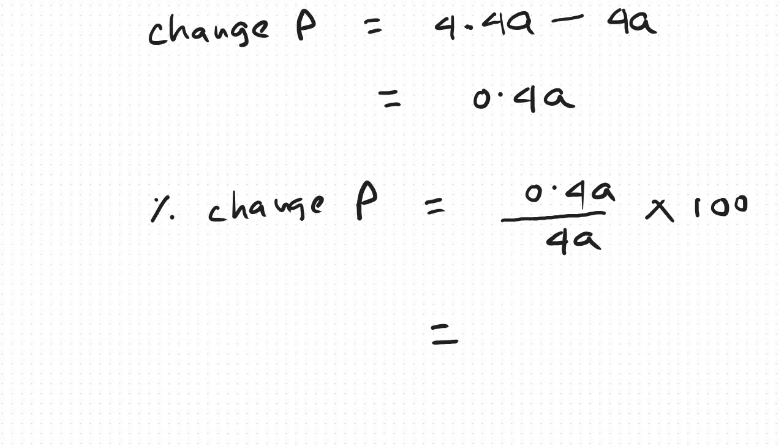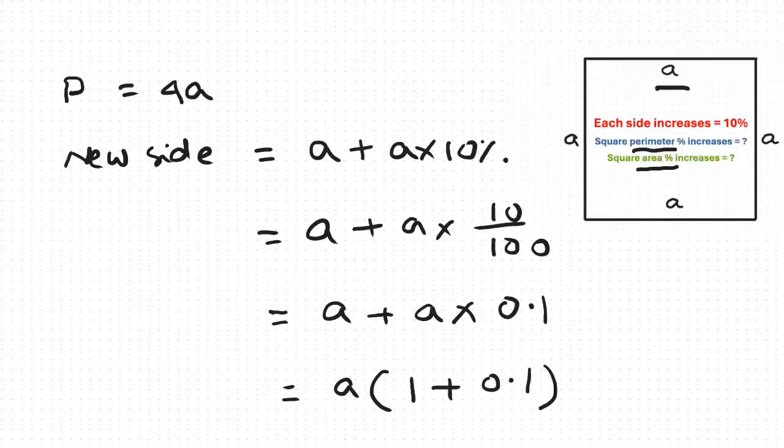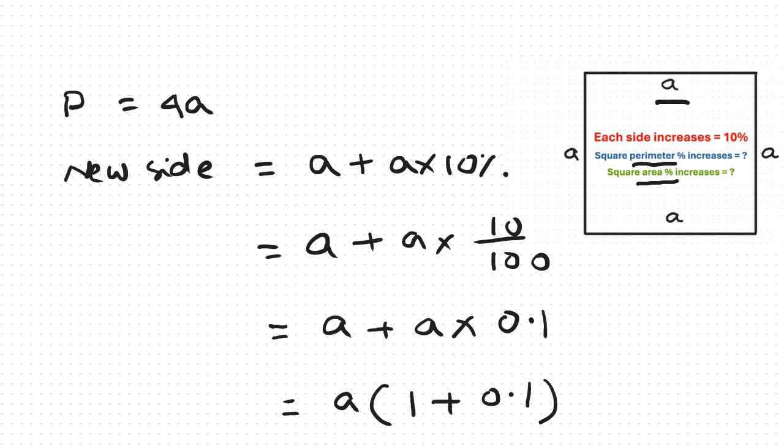So from here we can cancel this a, and we get 0.4 divided by 4 times 100, which gives us 10%. So the change in perimeter is also 10%, same as the change in each side of the square. So each side of the square changes 10%, which makes the perimeter change by the same amount, which is 10%. So next we'll see the change in the area.